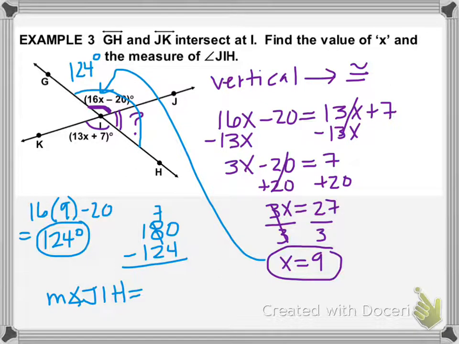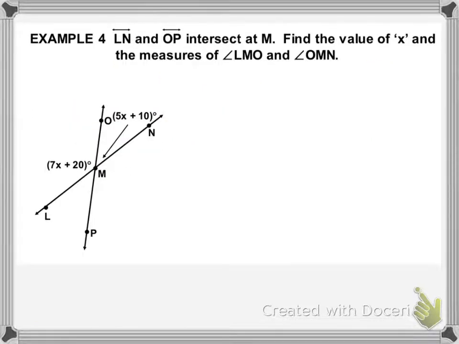(180 minus 124) is 56 degrees. Let's try another one. These angles intersect at M. Again, we do not know that they're perpendicular, so we can't assume we have any right angles. We want to find the value of x.